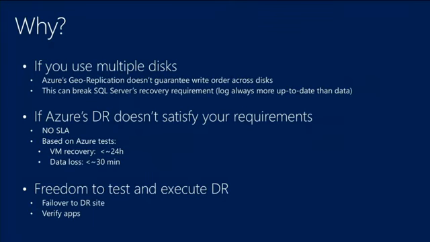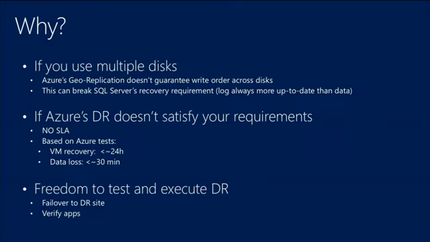Another reason why you may want to have this is if the SLAs that we have, well, actually we don't have SLAs, but if the expectations that we have from Windows Azure do not satisfy your particular requirements. So, for example, some of the times and numbers you can expect are here. In case there is a disaster in Windows Azure, it can take around 24 hours, for example, to spin up those VMs in a different data center. Data loss can go up to around 30 minutes.